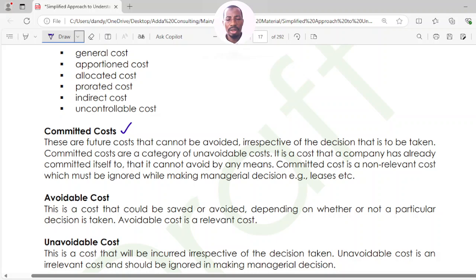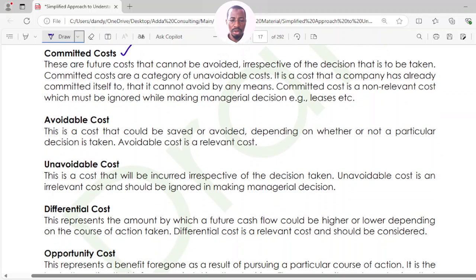An avoidable cost is a cost that could be saved or avoided, depending on whether or not a particular decision is taken. So avoidable cost is relevant. When you see avoidable cost in a question, you should know that it's a relevant cash flow and you should consider it. You have to take it.